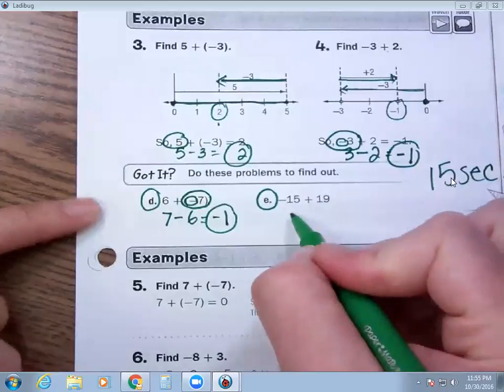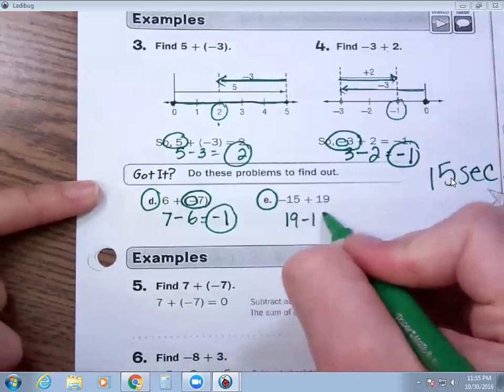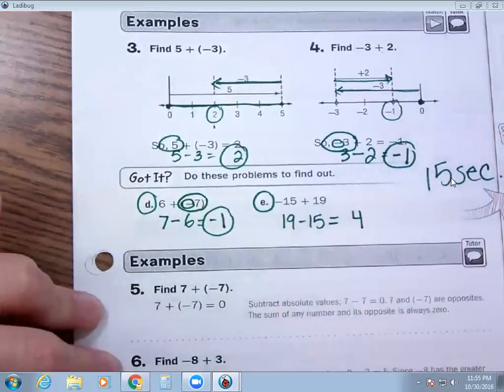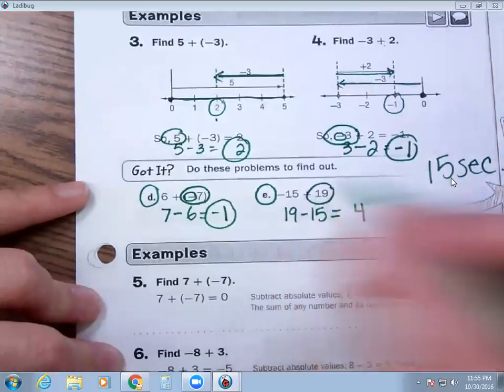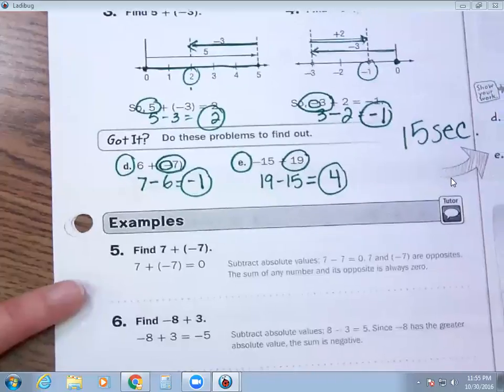Okay, so on this one, I've got negative 15. Okay, I've got 19 minus 15 because I'm subtracting. That gives me 4. And then which sign is the largest absolute value? My 19. So I have more positive chips left over. So I've got just positive 4.